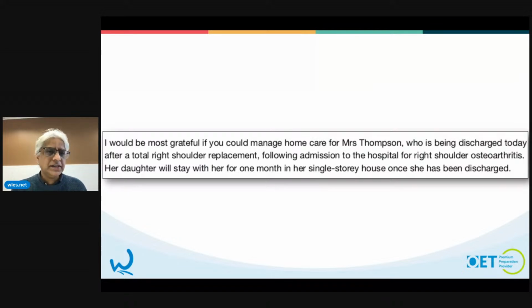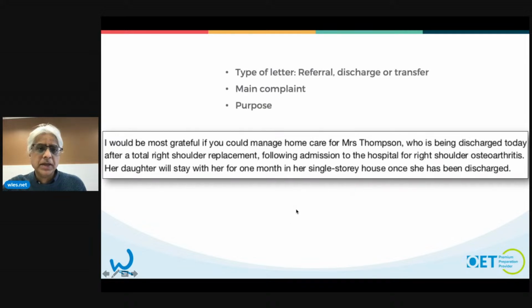Okay, you can see in this letter, in the introduction, we commonly add 3 things. We normally say what type of letter it is. We state the main complaint, and really importantly is the purpose. So if you have a look at this introduction, see if you can see those 3 things. Does it tell you the type of letter? Has it told you the main issue or the main complaint? Can you see anything about the purpose?